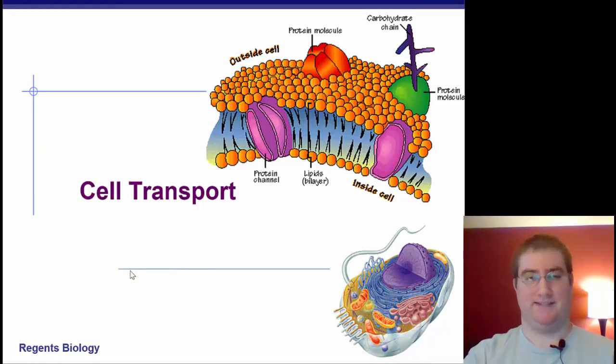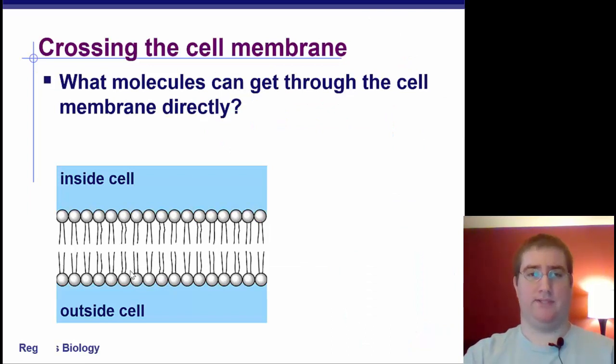Here we go. The last topic that's going to be on your cells test. We're going to be discussing cell transport, how substances can get inside and out of your cells through the cell membrane. What molecules can cross directly through the cell membrane? The cell membrane, remember, is a double layer of phospholipids. It has polar heads and nonpolar tails, meaning that water cannot directly pass the membrane.